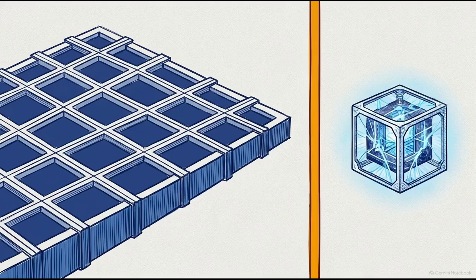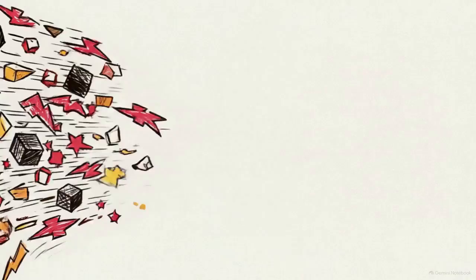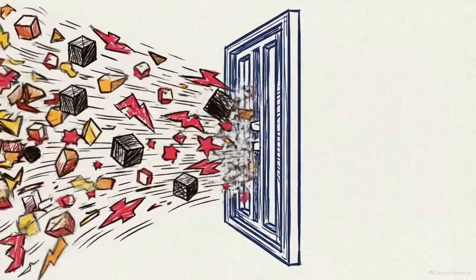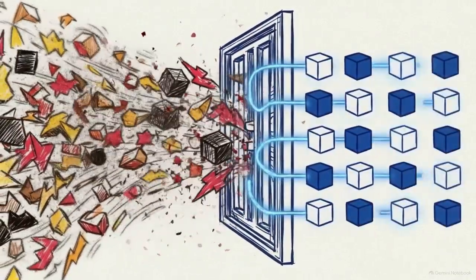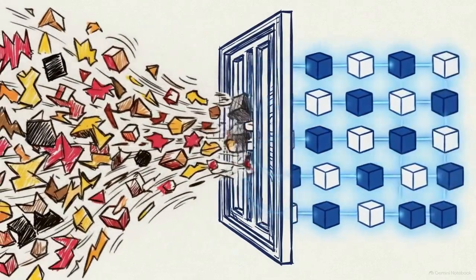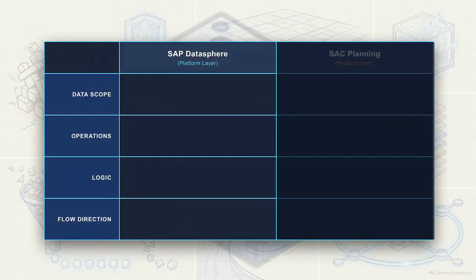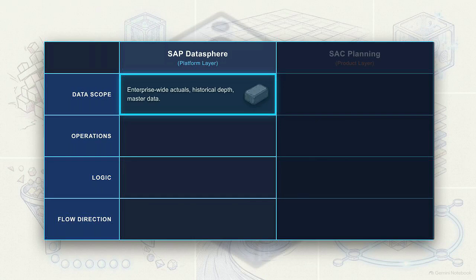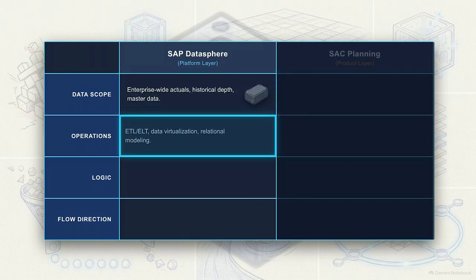Protecting the high-speed processing of SAC requires establishing SAP DataSphere as a strict architectural boundary. SAP DataSphere filters and transforms the raw data upstream, passing along only what the planning model requires to function. This matrix shows the required division of labor. On the left, SAP DataSphere acts as the enterprise data fabric. Look at the data scope. DataSphere owns the structural foundation, housing enterprise-wide actuals and deep historical records.